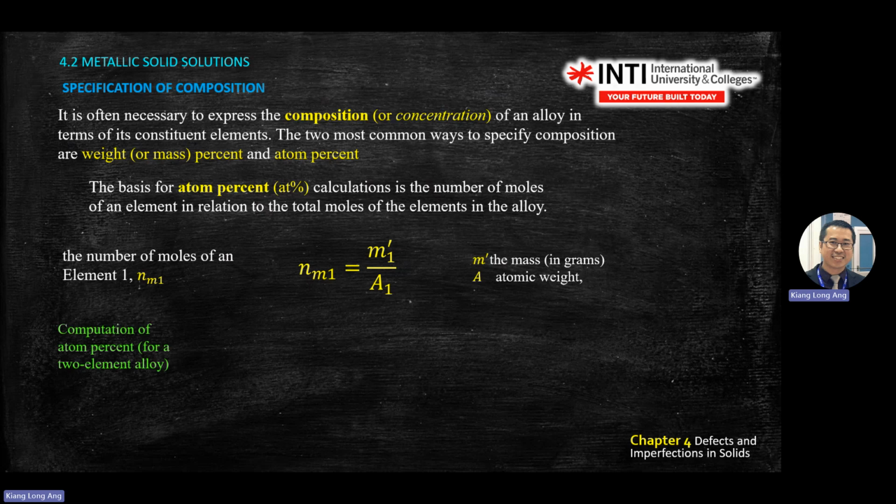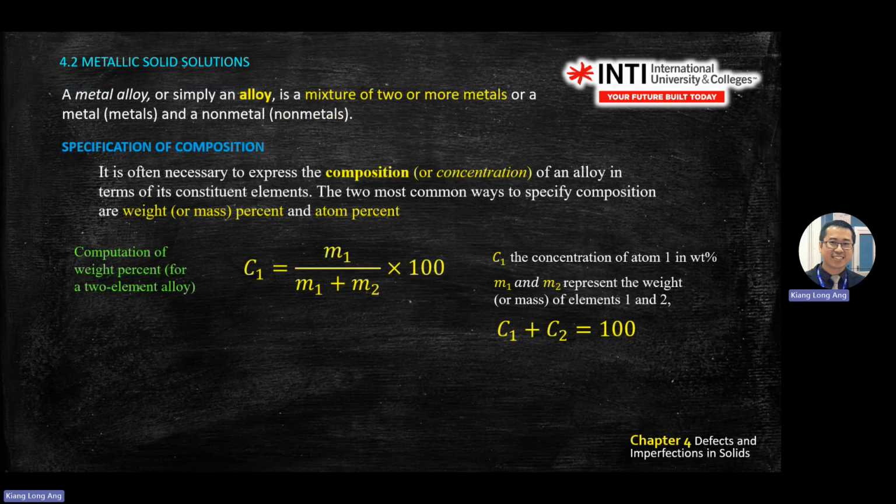So for the atom percent, you're looking at the ratio of moles. Let's say you have 2 elements. You take the element's moles divided by the total moles. So for the notation here, if the question asks you for atom percentage, please use C with the prime, the comma. If the question asks you for weight percentage, please use C without the prime.